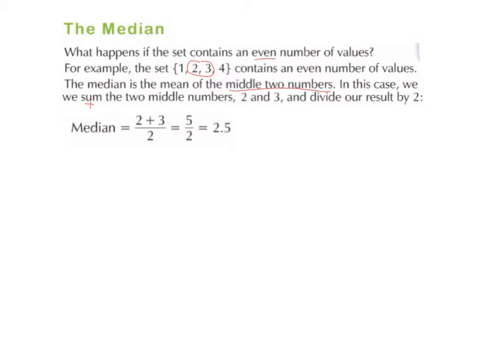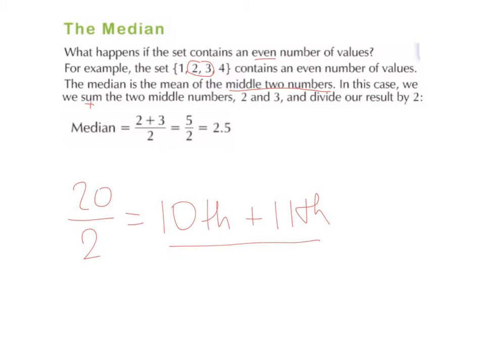But if we had a bigger list, let's say we had 20 values, what we would have to do is divide by 2, which would give us 10. And then we'd get the 10th and the 11th value. We'd add them together and divide by 2. And this would have given us the median.